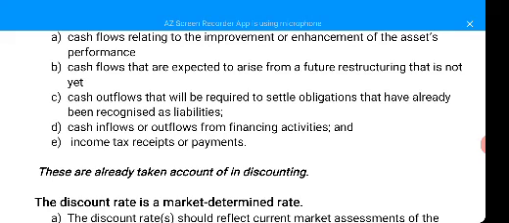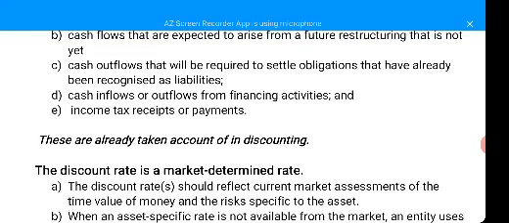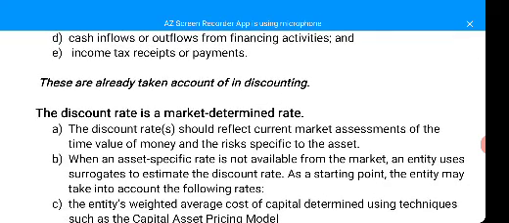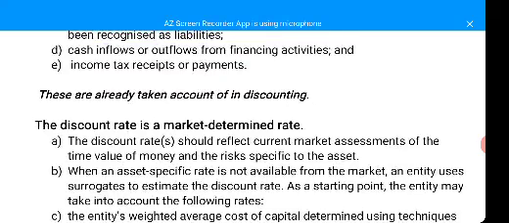Cash inflows or outflows from financing activities. Then E, income tax receipts or payment. So these have already been taken into account in discounting.